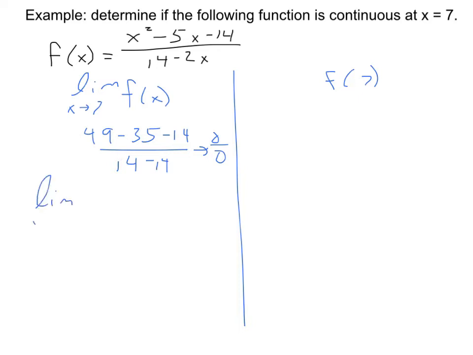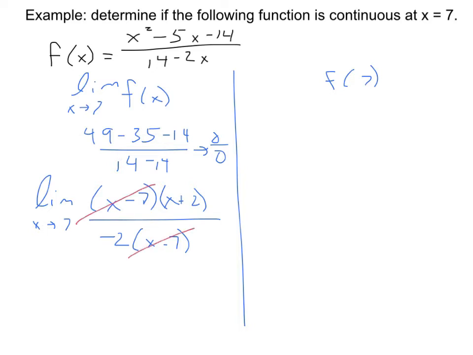I'm going to use factoring this time, so the limit as x approaches 7. I get x minus 7 in the numerator and x plus 2 as well. In the denominator, I could factor out just a 2. I'm actually going to factor out a negative 2. Doing that gives me x minus 7. You may have taken an extra step for that, and that's fine. When I do that, I notice that these both have an x minus 7, and all I have left is this x plus 2 over negative 2.